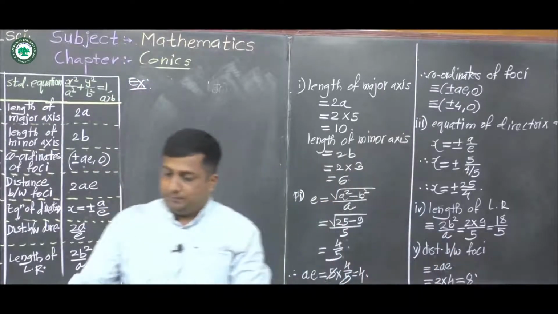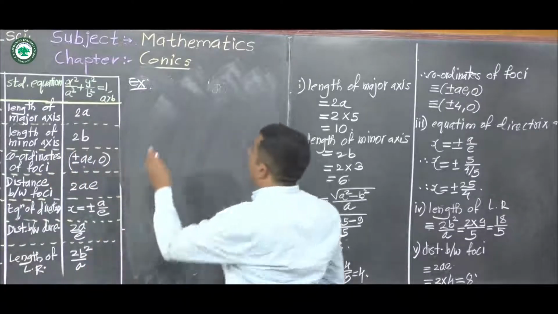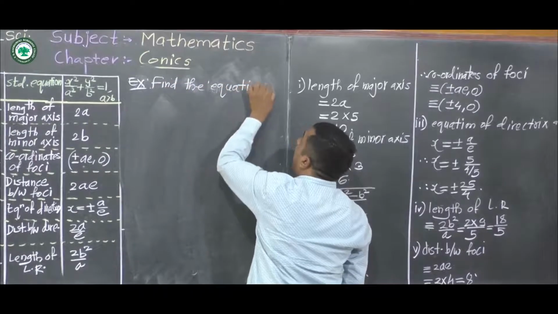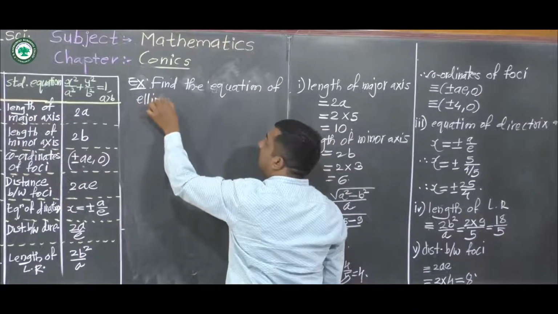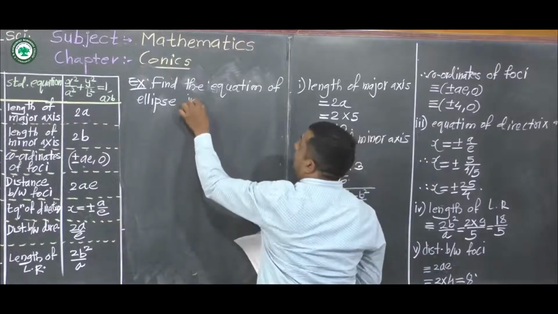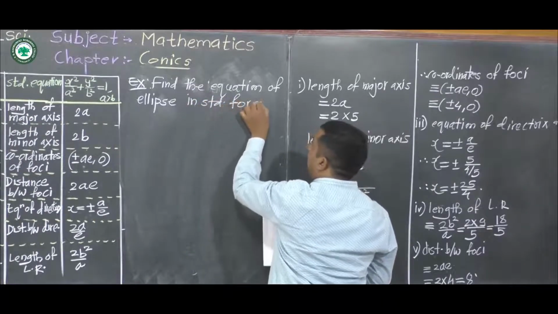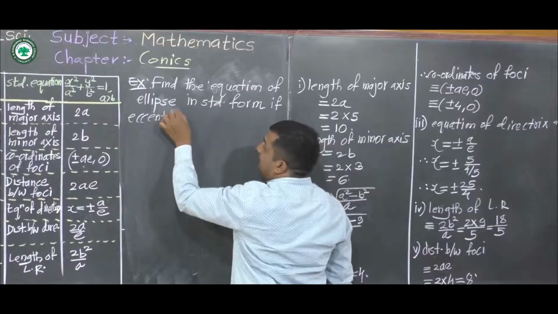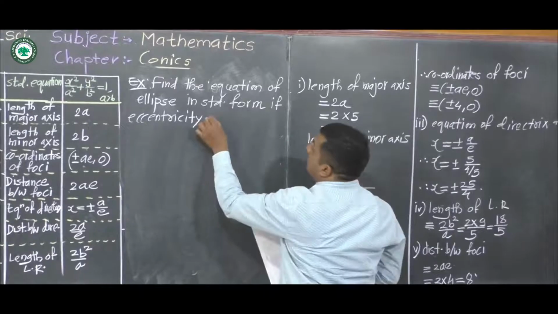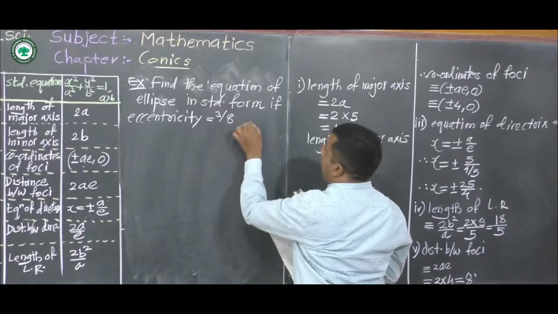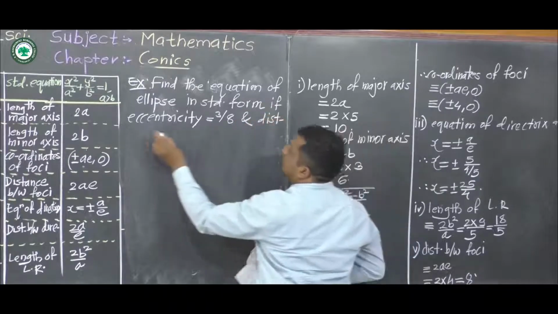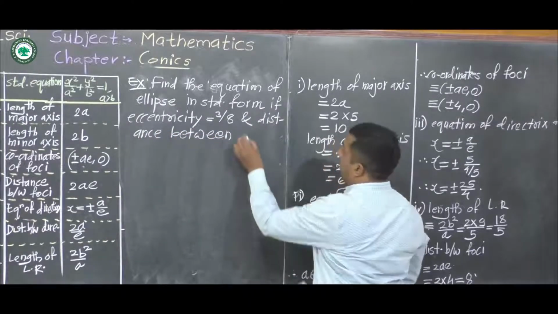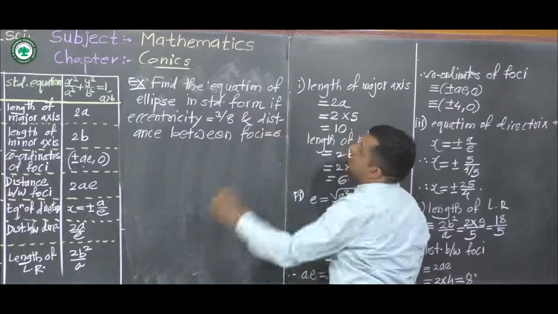Next, given: find the equation of ellipse in standard form if eccentricity is equal to 3/8 and distance between foci is equal to 6.